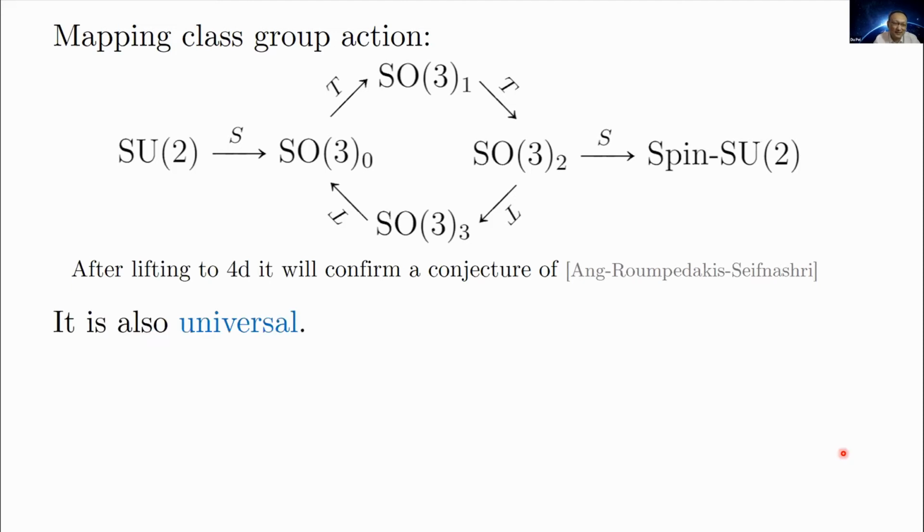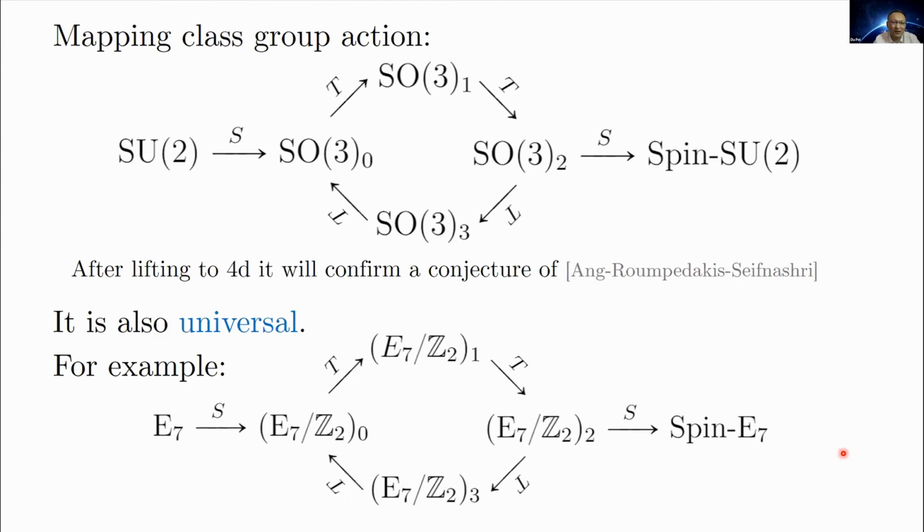And this relation is also universal. The action of the mapping class group will be exactly the same if the bulk theories are the same. For example, E7 would couple to the same bulk theory, and you have the following action of the mapping class group for the E7 theory.